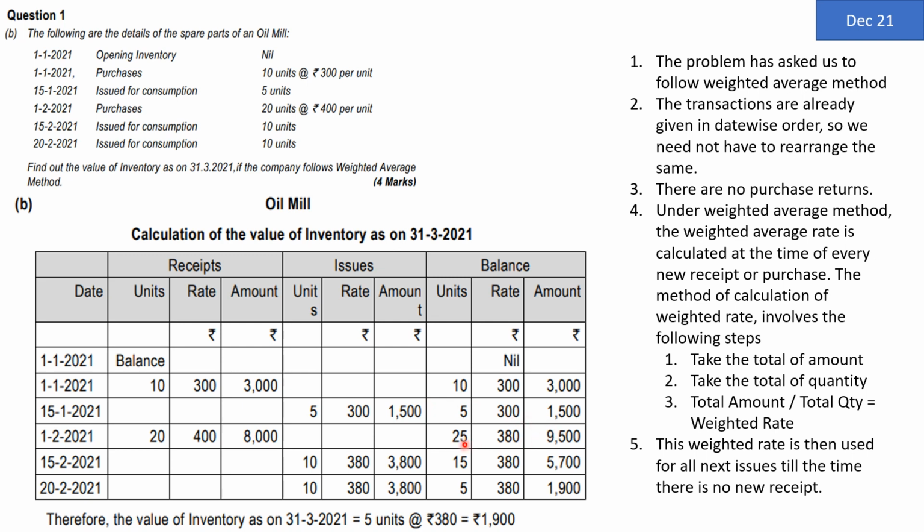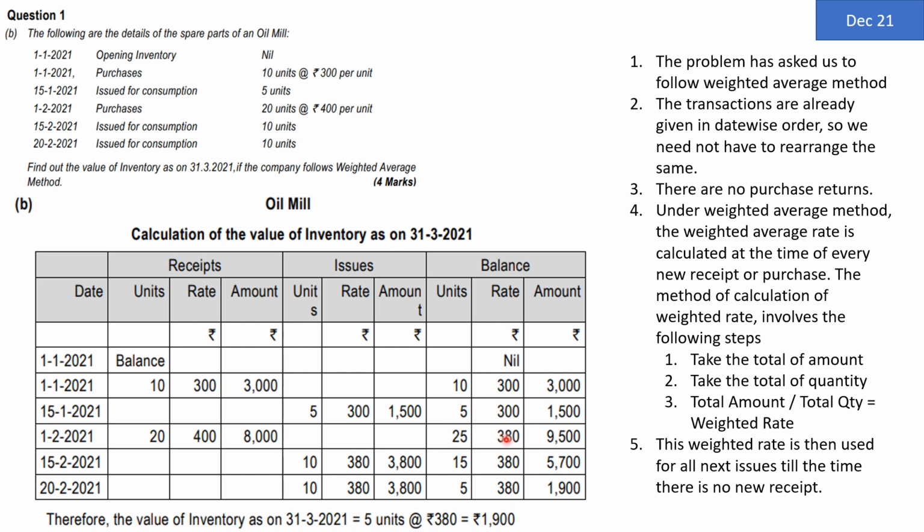So take the total of amount, 9500. Take the total of quantity, 25. Total amount upon total quantity is equal to weighted rate. So the weighted rate is 380. I repeat, take the total of quantity, 5 plus 20 is equal to 25. Take the total of amount, 1500 plus 8000 is equal to 9500. Total amount upon total quantity is equal to weighted rate. So this is the new weighted rate, 380.